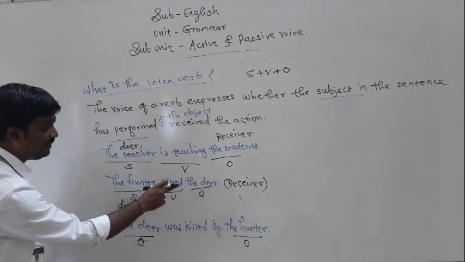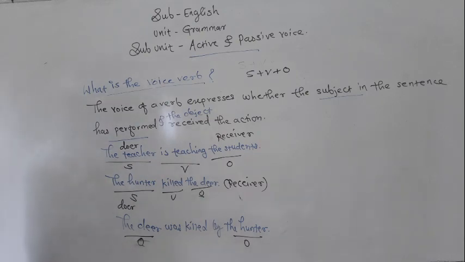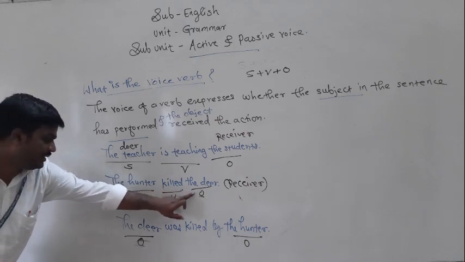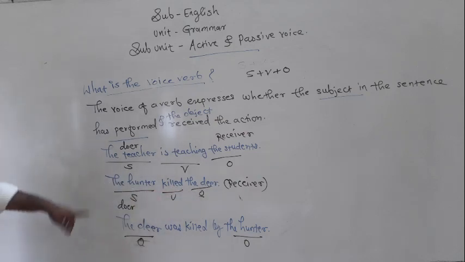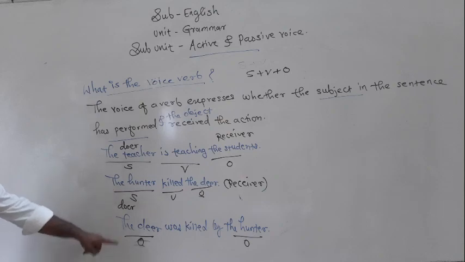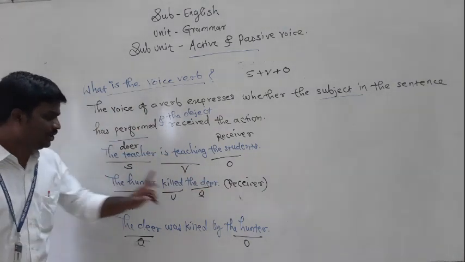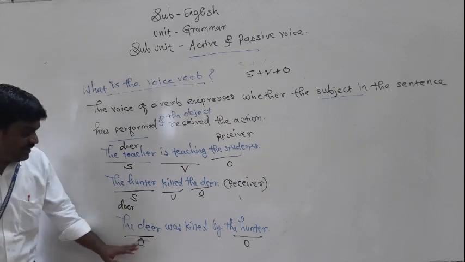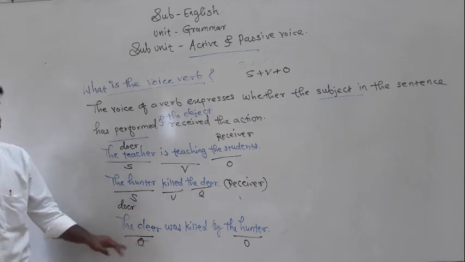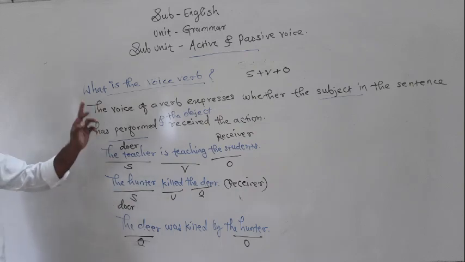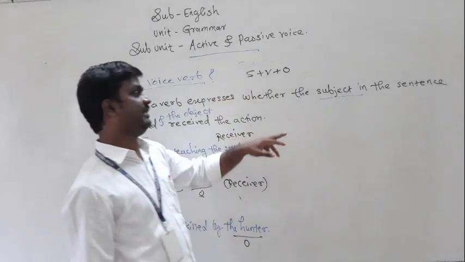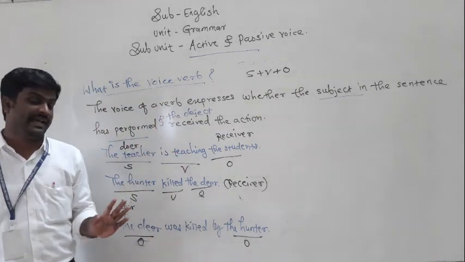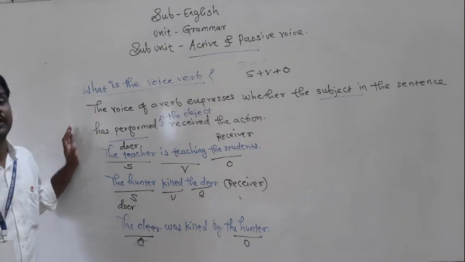I have changed the places of object and subject. Here the deer is an object, and that object I have written at the beginning, but here the function of the deer is a receiver and the function of the hunter is a doer. So, what is meant by the voice of verb? The voice of verb expresses whether the subject in the sentence performs and the object receives the action. Till this point, I hope that you understood.